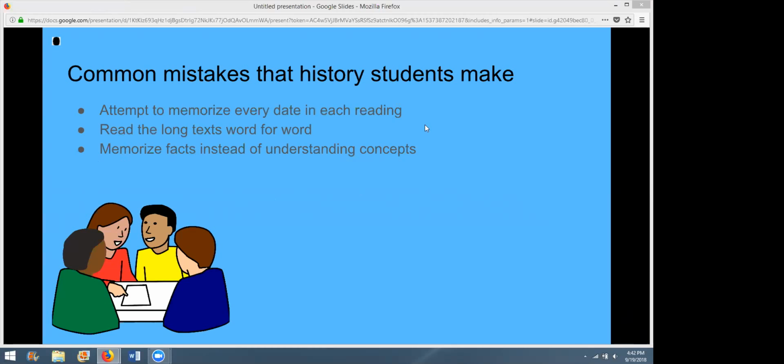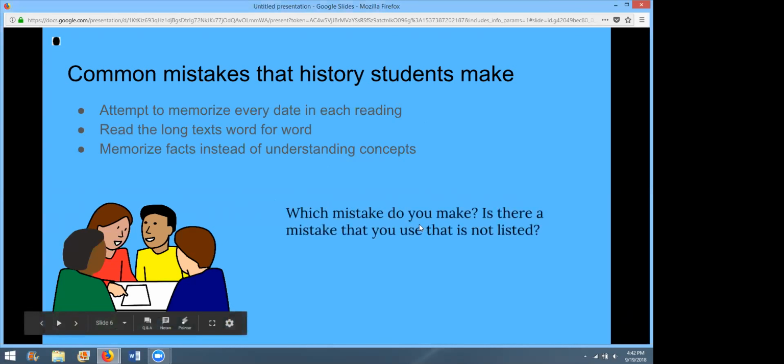So one of the big mistakes that I found was I tried to memorize the facts instead of understanding the major concepts. So one question I want to ask you is, do you make any of these mistakes? Or is there a mistake that is not listed on here that you make? I will give you about 30 seconds to a minute to answer that question while I attend to my barking dog.